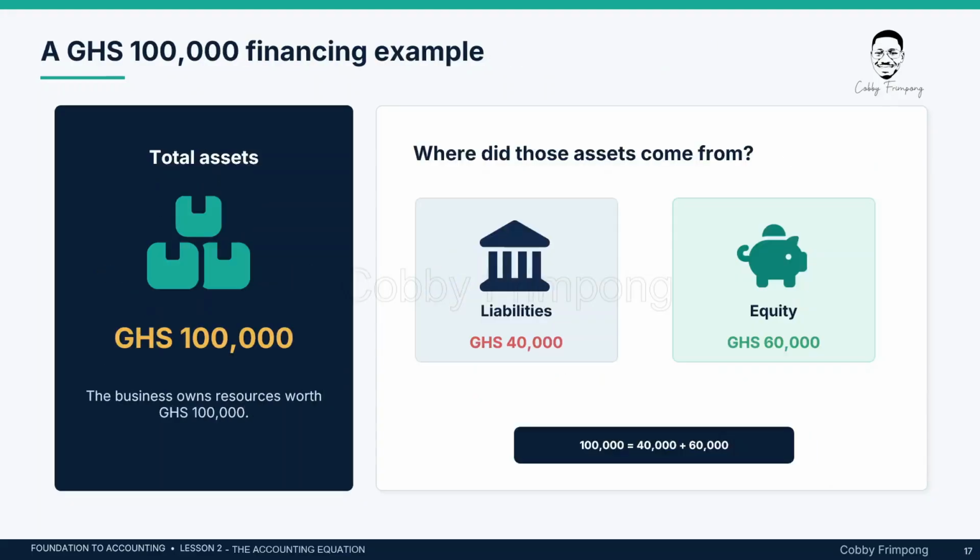Imagine that a business has assets worth 100,000 Ghana cedis. Perhaps the owner invested 60,000 Ghana cedis and the business borrowed 40,000 Ghana cedis. The assets are financed by liabilities of 40,000 and equity of 60,000. The equation remains balanced.